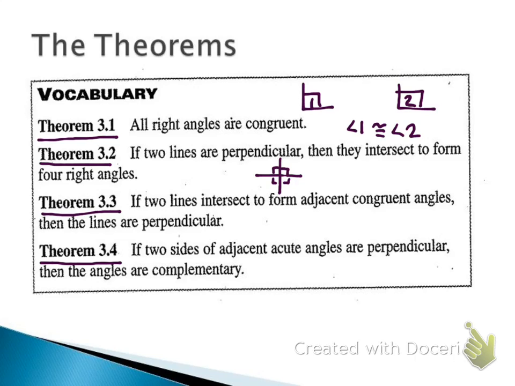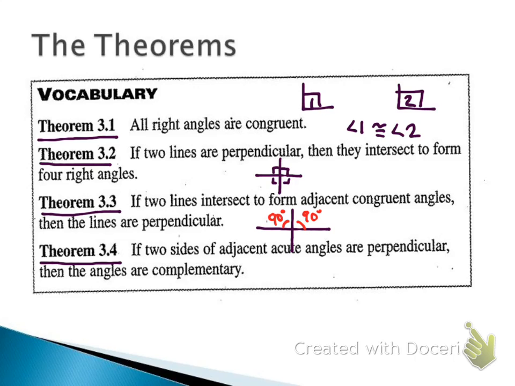Alright, the next theorem, theorem 3.3, says if 2 lines intersect to form adjacent congruent angles, then the lines are perpendicular. So if you have 2 lines that cross like this, and then you're told that 2 of the angles are congruent, well, that's basically like saying, hey, you have this linear pair, right? Since it's a straight line, when you put them together, you have a linear pair, and they're both the same. So you have 2 angles that add to 180 and they're both the same. Well, the only way that would be true is if this one was 90 degrees and this one was 90 degrees. So that's what that one is saying.